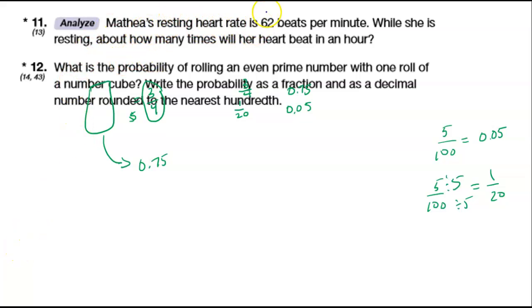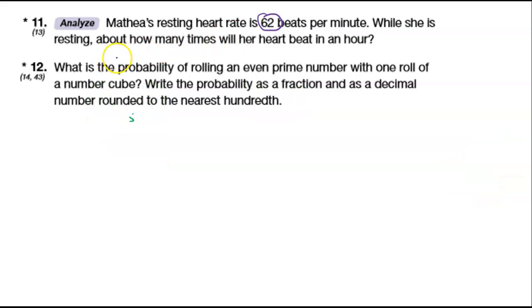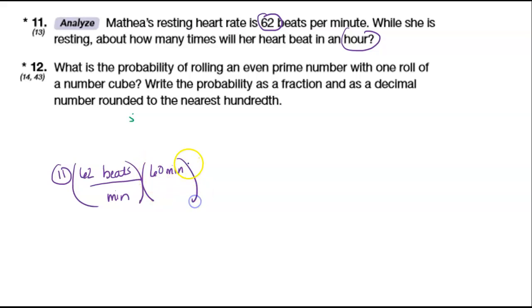Mathia's resting heart rate is 62 beats per minute. How many times will a heart beat in an hour? So I have 62 beats, this is my per line, minute, beats per minute. And they're asking about 1 hour, which is 60 minutes. My minutes are going to cancel, so I'm going to do 62 times 60, and I get 3,720 beats.